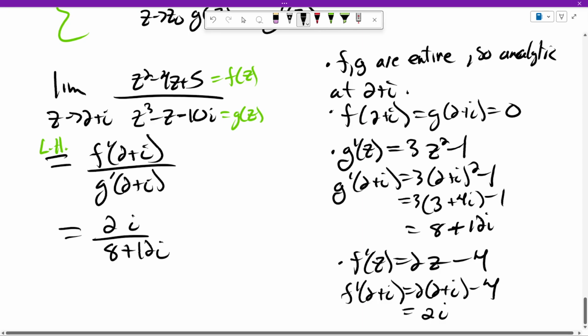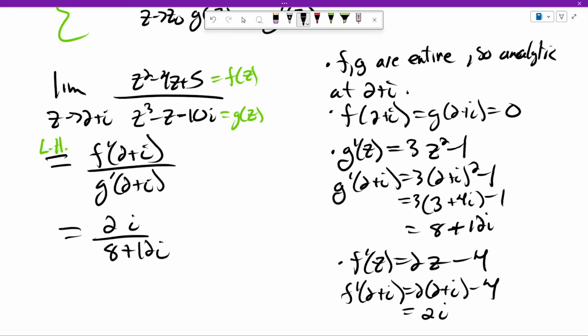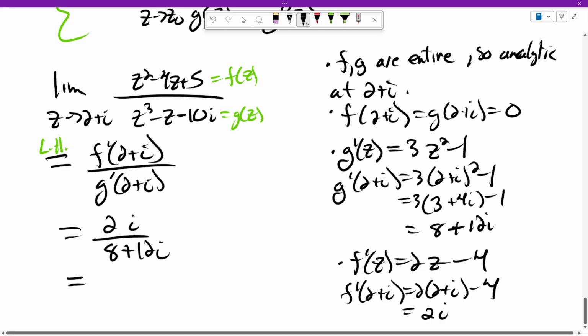As far as I care, this is a perfectly acceptable answer for the limit. But if we wanted to, we could rationalize, and you'll find you get 3 over 26 plus 1 over 13 i, if you carry out the complex division.